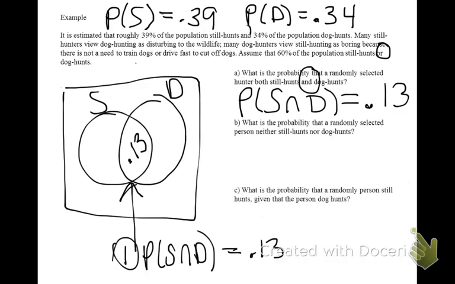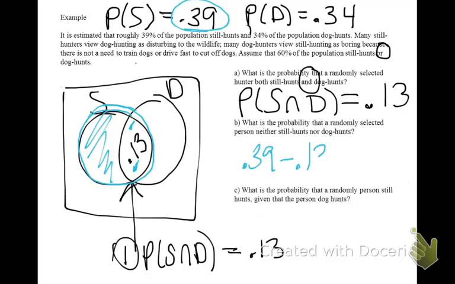Now if you're looking at the still hunting circle, the still hunting circle is composed of people who only still hunt plus people who still hunt and dog hunt. If you're looking at the probability of still hunting of 0.39, out of the 0.39, you have to subtract off the 13% who also dog hunt. So I'm doing 0.39 minus 0.13, and that gives back 0.26. That's the number that goes here. So 0.26 plus 0.13 gives the total of 0.39 who still hunt.